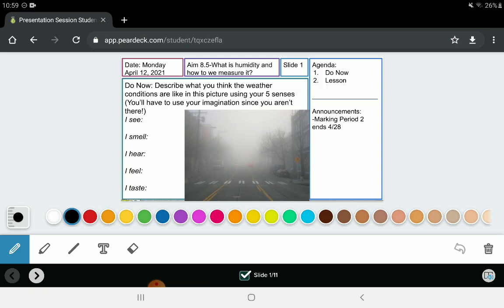So you're going to say what you see. So what type of weather do you see? What do you smell in the air? What do you hear? What do you feel? And what do you taste? Because you can actually do all of those things.